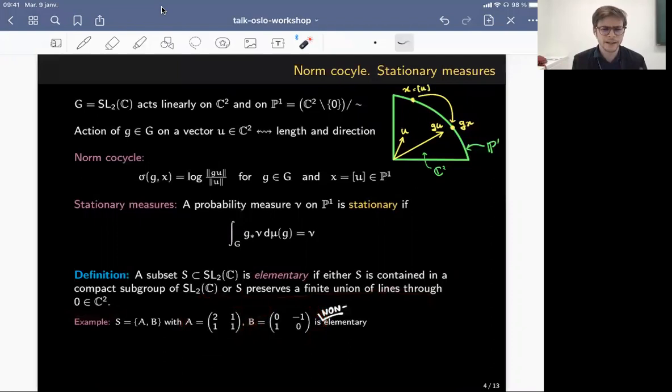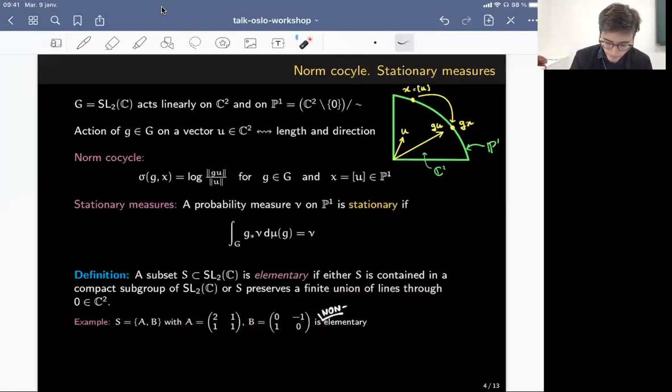It's enough to take two matrices, one of which is dilating in some direction and the other one that doesn't preserve the eigenspaces of the first one. So if you have more complicated, larger probability measures, then it's even easier to get non-elementary subsets. Okay. So it's a very easy condition to get.